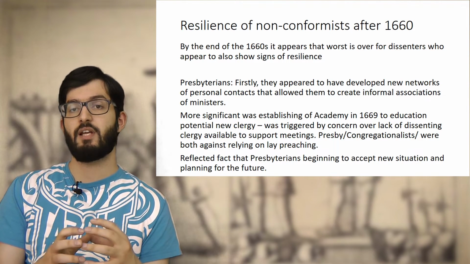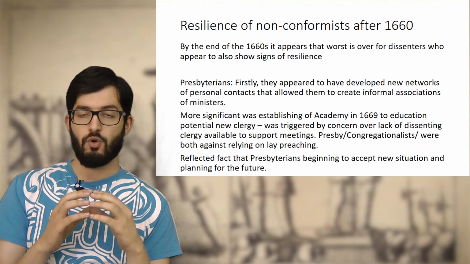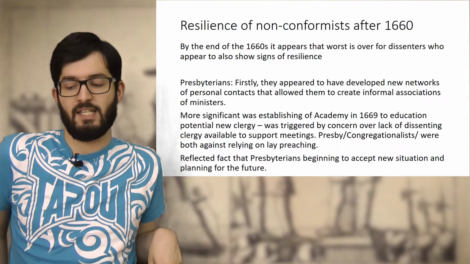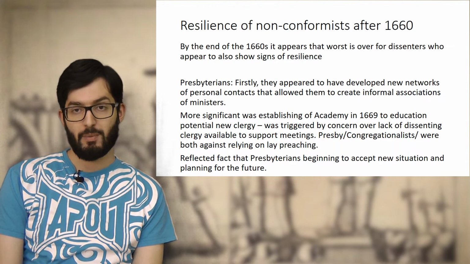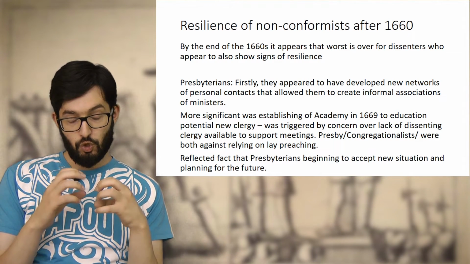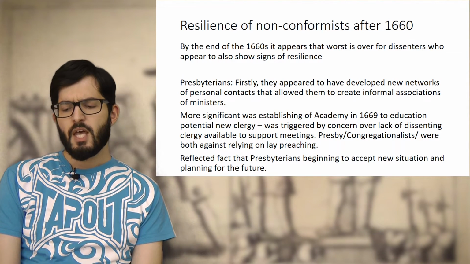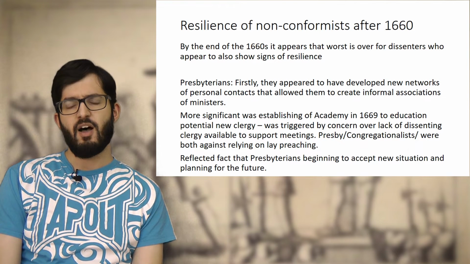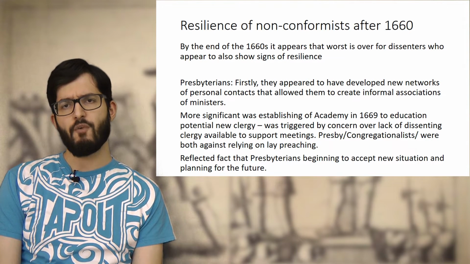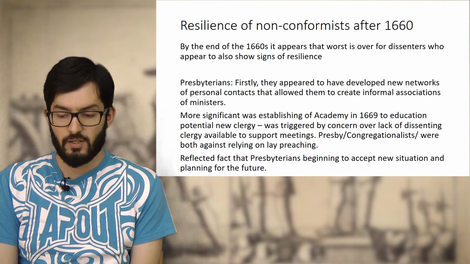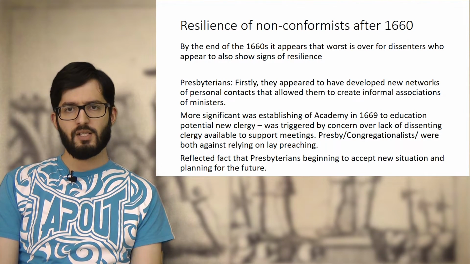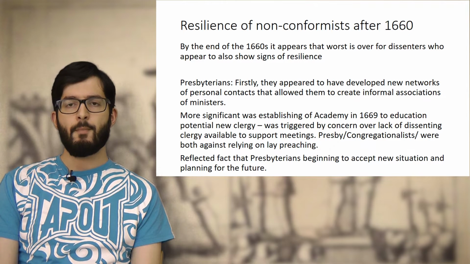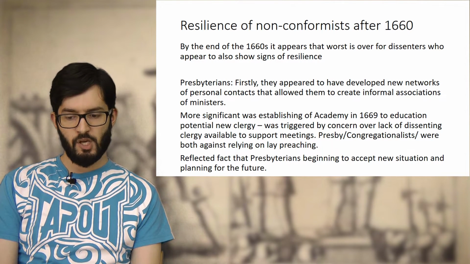So you could actually specifically be given a question that is focused just on 1660 to 1688, because there is quite a wide range of points you could potentially mention here for such a short space of time. And so the first reason why they're able to survive is because the non-conformist groups themselves become quite resilient. By the end of the 1660s, the worst was over for the dissenters, who, as I say, had been showing some signs of resilience.